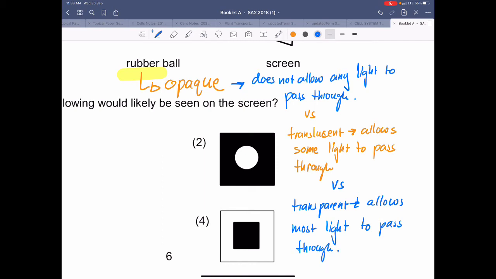Okay, so you need to be very, very clear of the 3 types or 3 properties of material in this case. What are the 3? Opaque, translucent, transparent. You need to be very clear about the definition. Is it some amount? Is it most amount? Or is it no amount of light? This needs to be in your answer when you write for an open-ended question.